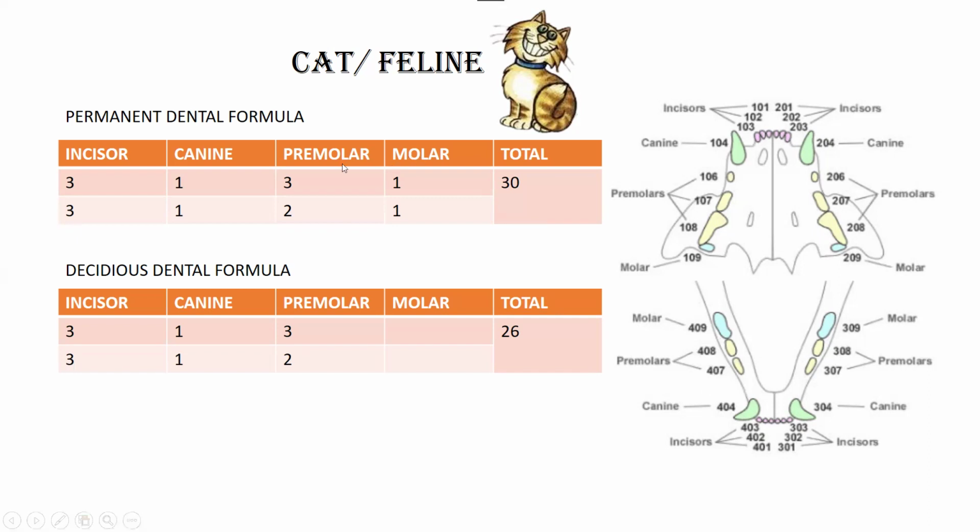You should memorize the dental formulas, and you should have the clear-cut concept that you are going to skip the first premolar here, and here the first 2 premolars. Okay, I hope you have understood the cat.